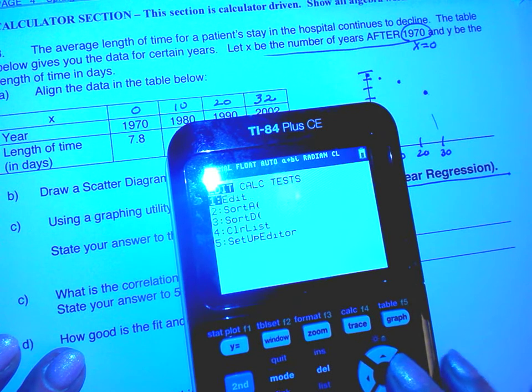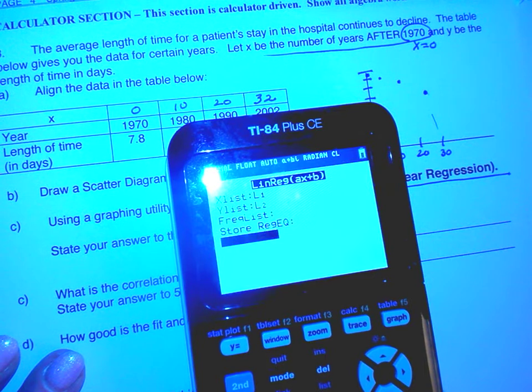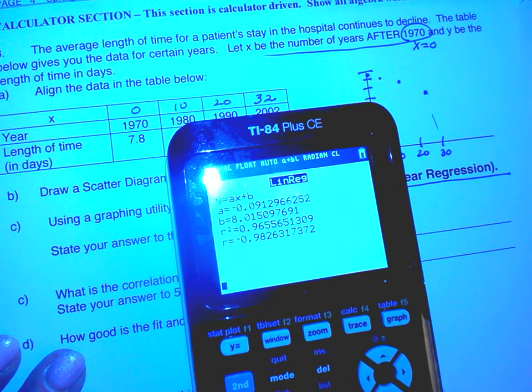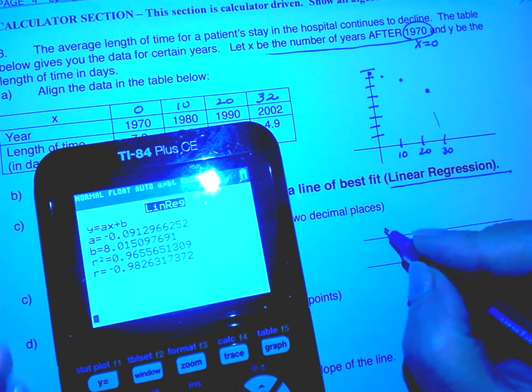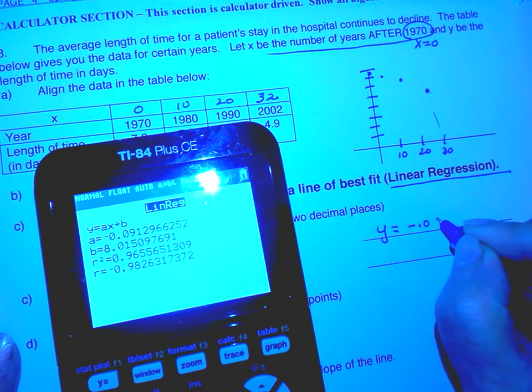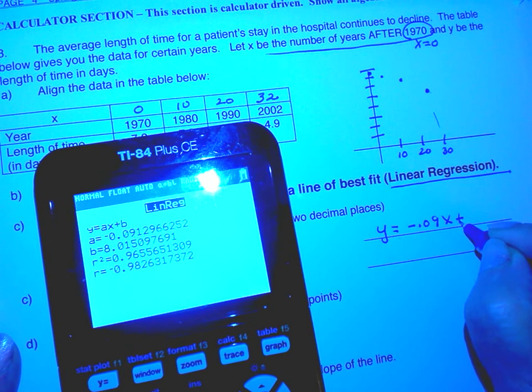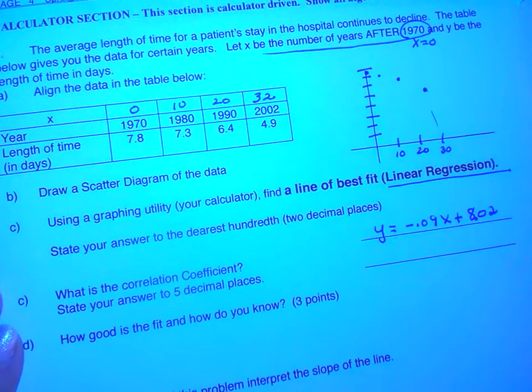So stat, calculate, linear regression. And to 2 decimal places, y equals negative 0.09x plus 8.02. Since that's a 5, it'll round up to a 2. So now I've got my model.